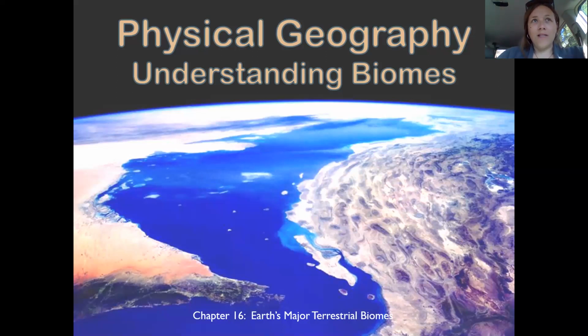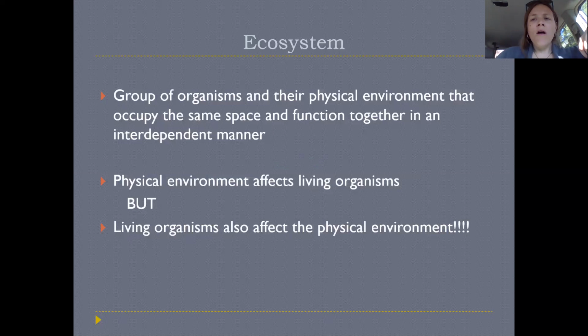And then in the next presentation, we're going to go through what the actual biomes of the Earth are. So first of all, a biome is essentially a kind of ecosystem. So I want to define the term ecosystem. An ecosystem is a group of organisms, meaning living things, and their physical environment.